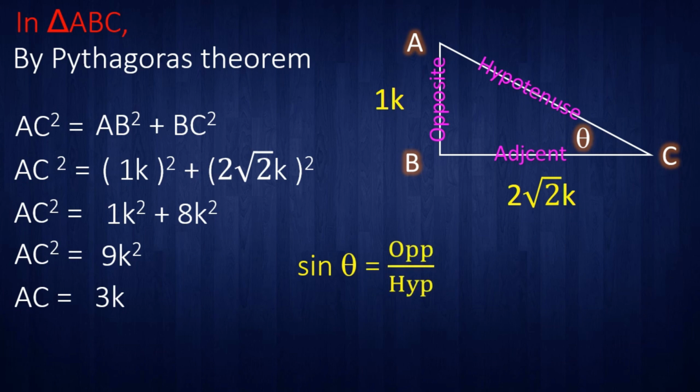Now we are writing sin theta is equal to the formula opposite upon hypotenuse. Opposite is AB, hypotenuse is AC. AB is 1K and AC we got 3K. K and K cancel, answer 1 upon 3.